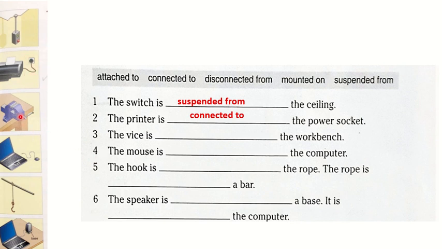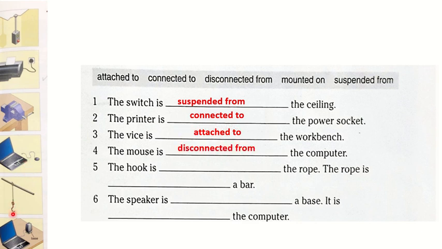The vise. Look at the vise here. And we have the workbench. This is the bench, the desk. This is the desk or the table called workbench. The vise is attached to the workbench. مرفق أو مربوط. And the mouse here, look, is it connected or disconnected? Yes, the mouse is disconnected from the computer.